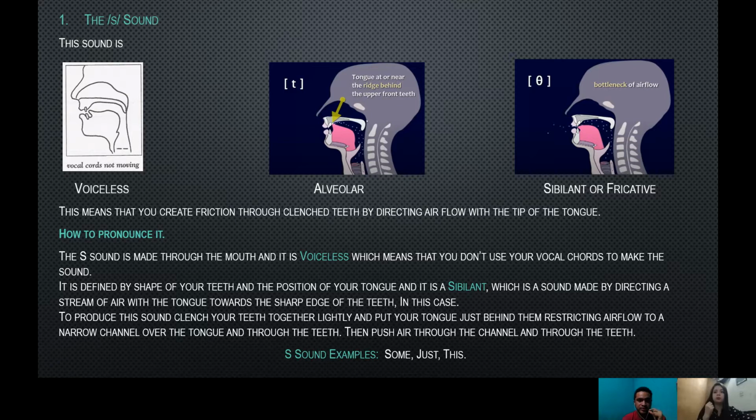To produce this sound, clench your teeth together lightly and put your tongue just behind them, restricting airflow to a narrow channel over the tongue and through the teeth. Then push air through the channel and through the teeth. For example, s, s, s. Okay, some examples are some, just, this.